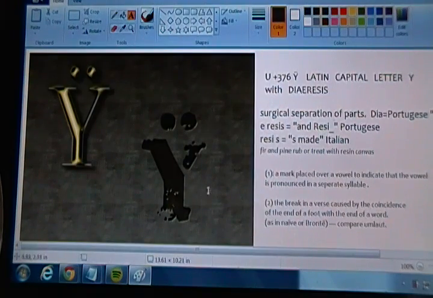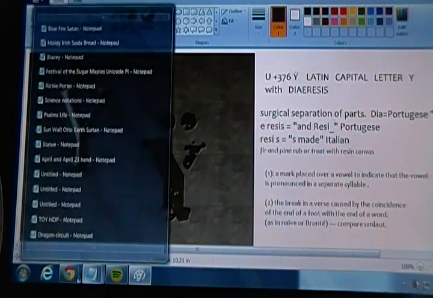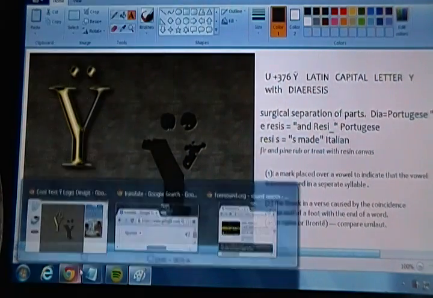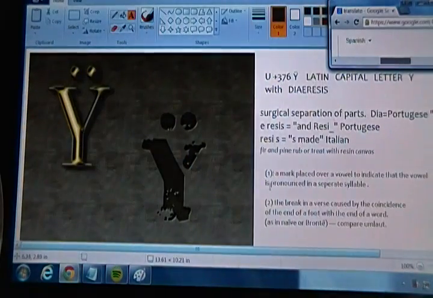All right, so we've noticed some fir and pine in this manifest, and this deal with this, I guess, this letter that we got here, this Unicode. It's got these two marks placed over the vowel to indicate that the vowel is pronounced in a separate syllable, right? That's also described as a break in a verse caused by a coincidence of the end of a foot with the end of a word. Interesting. Well, hey, let's switch over to translate and see what we can learn here about this.